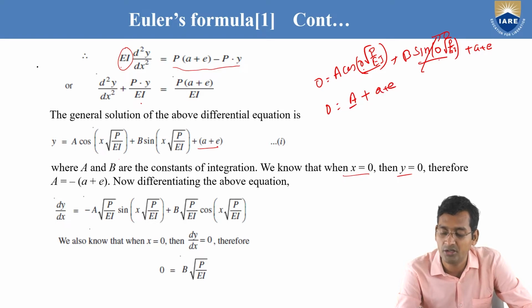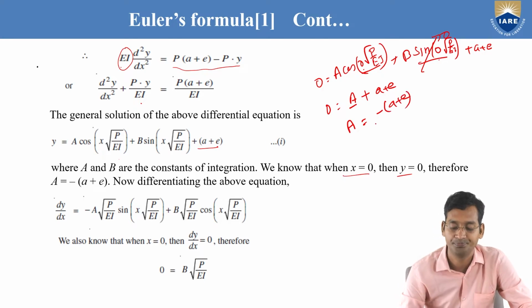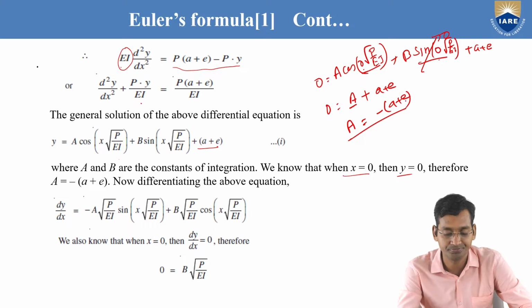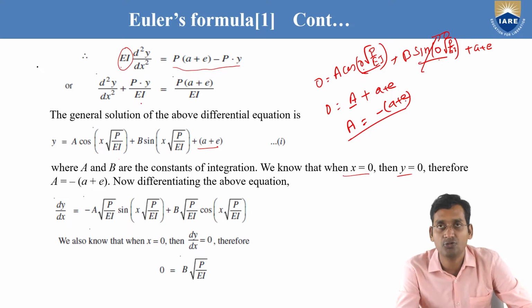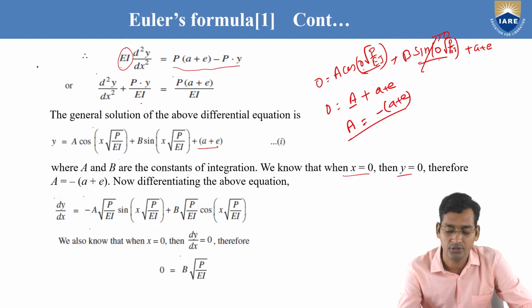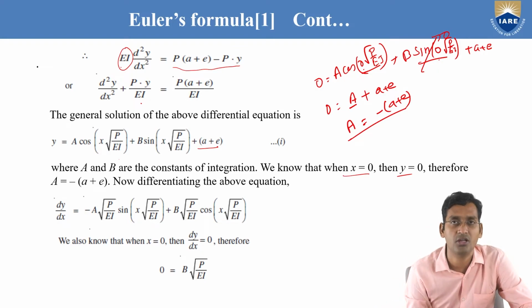What we have to find from here? A. So A will be equal to minus of (a plus e). Now we have A. Next is what? We have to find B. For that, what did we do? Differentiate. Right. So let's differentiate and then put the boundary condition.